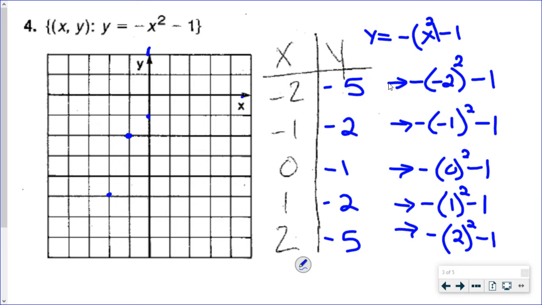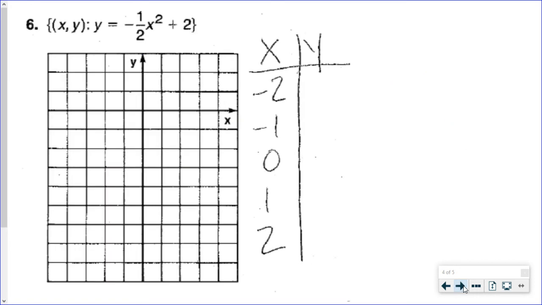Again, here's my y, here's my x in case you're losing that. 1, -2, and 2, -5. There should be duplicates. And remember, my parabola is not a V. It curves, makes a curving switch, and down. Okay? Okay. Let's do one more.